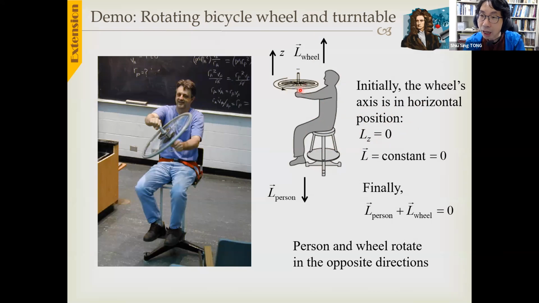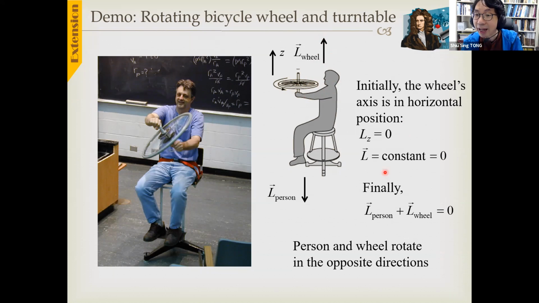But when the person now flips his wheel such that the axis of the wheel is pointing to the z direction, to the vertical direction, he creates an angular momentum for the wheel. Let's say the angular momentum of the wheel is now pointing upwards. According to our definition, that means the wheel is now rotating this way. So the angular momentum vector of the wheel is in the vertically upward direction.